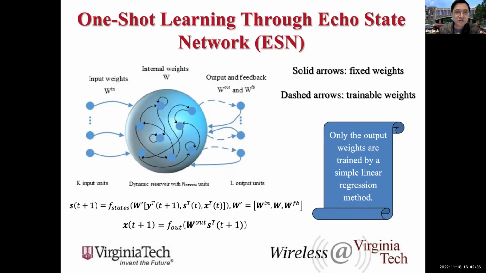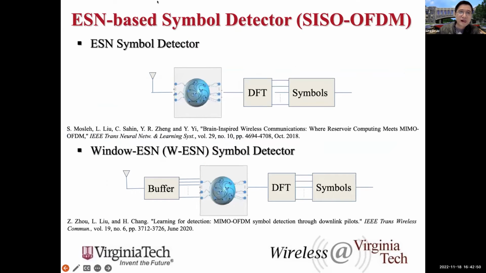Okay, so this is the internal dynamics. Looking at this, because 3 of the weight matrices are randomly generated and fixed, the training only needs to train the output weight. Okay, so that's the beauty or the merit of this. Of course, we can discuss a little bit more on why it works, but first let's apply this to, let's say, the symbol detection problem.